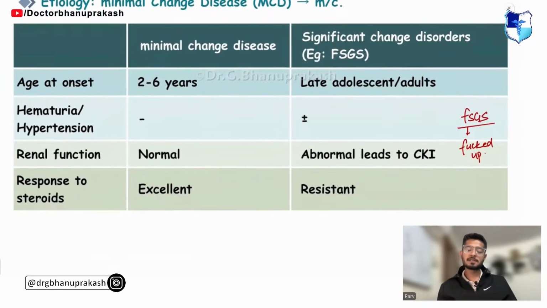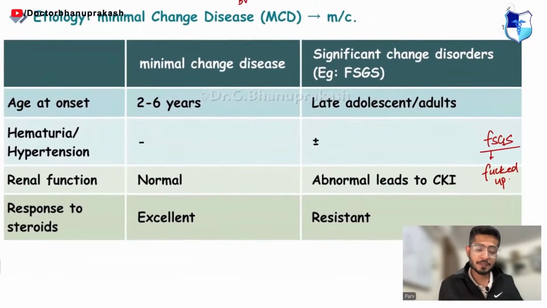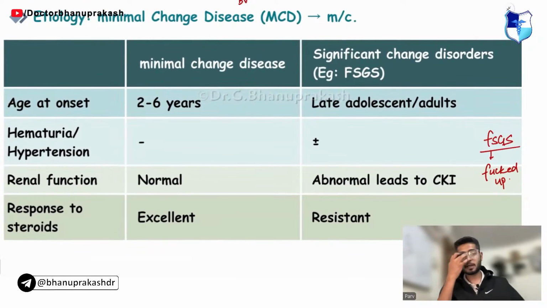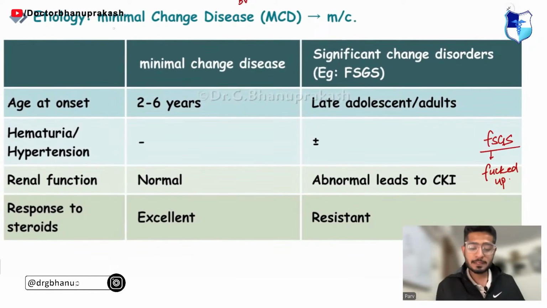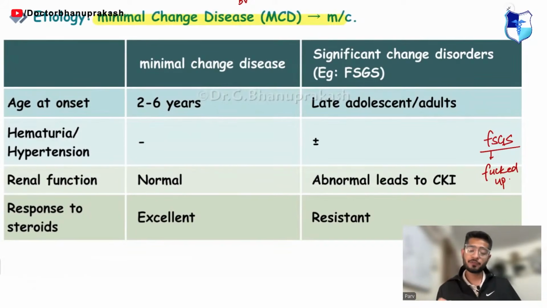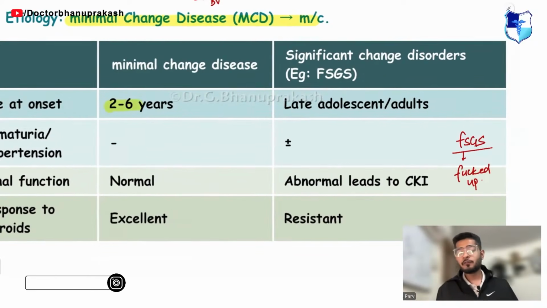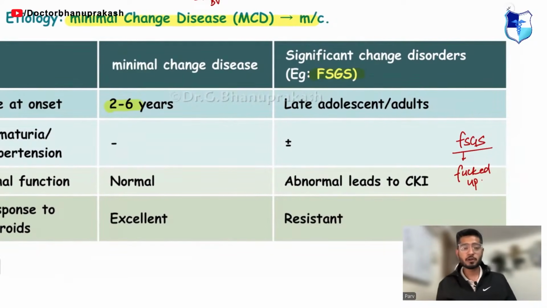So minimal change disease is actually loss of podocytes. So in nephrotic disease, this one is the most important one. Minimal change disease is the most common one in nephrotic, which is going to be in small babies, 2 to 6 years. Whereas you have got FSGS. What is FSGS? Focal segmental glomerulosclerosis.